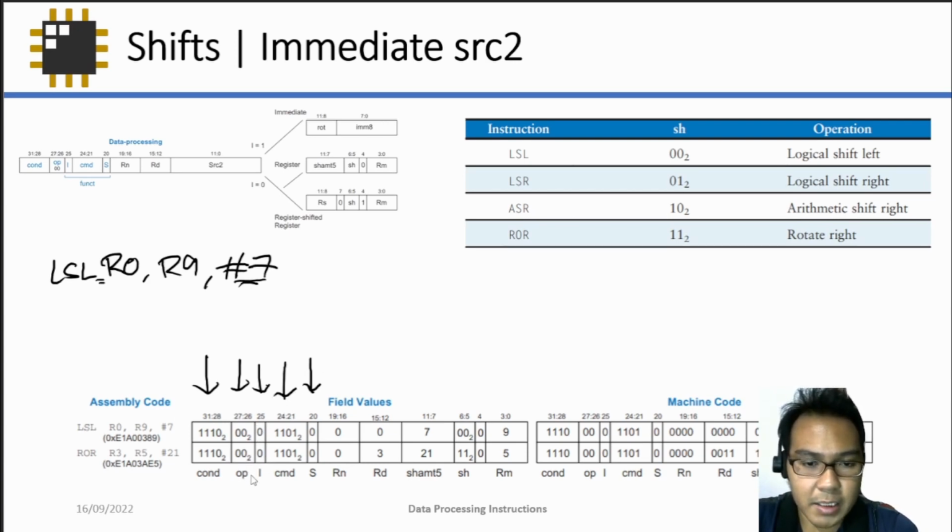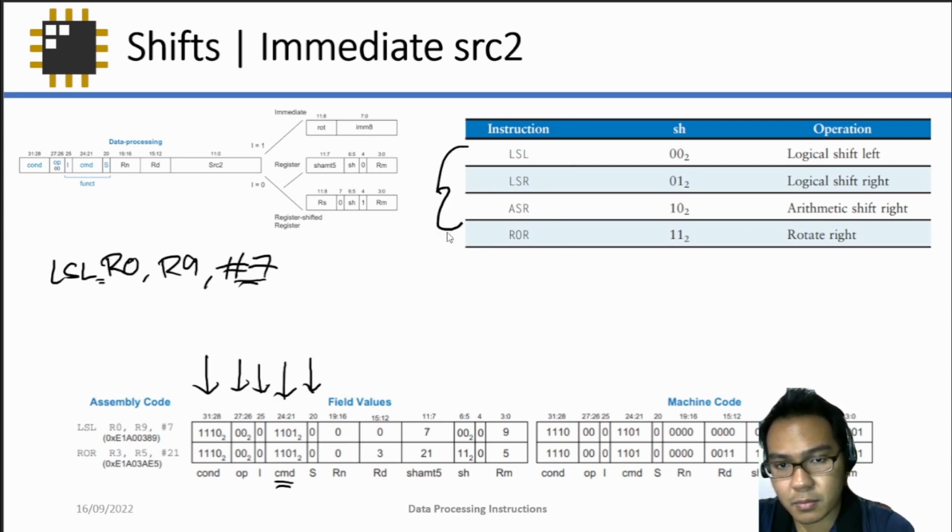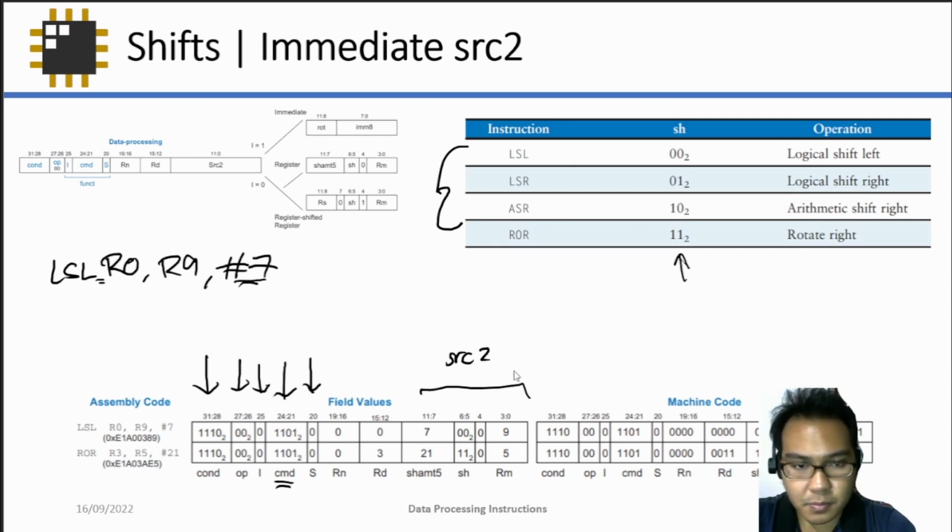Command. Okay, command is shift instruction. So actually, the command number for shift instructions is all 1101, and it's just this. The thing that distinguishes the shift instructions from each other is actually SH, which is found in the SRC2 field.